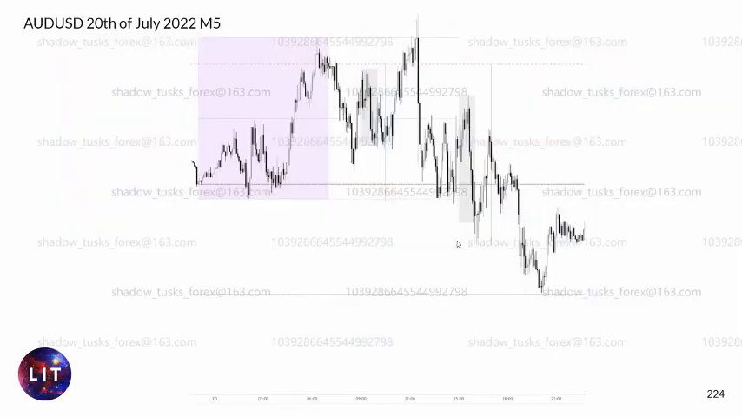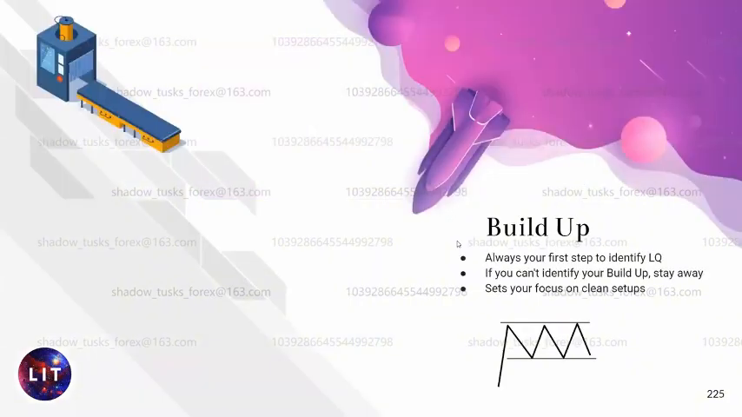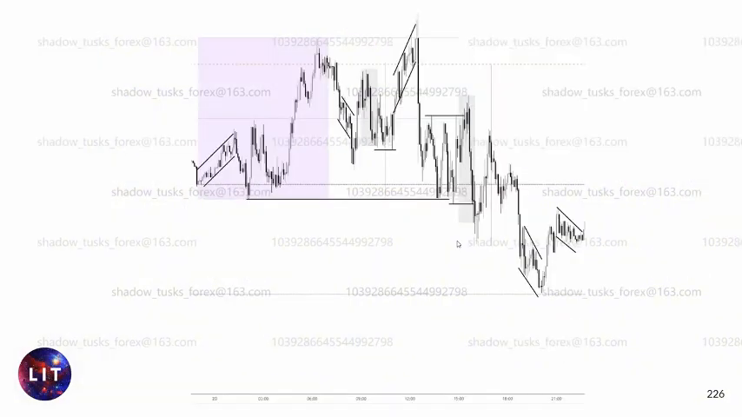All right, so let's jump into AU on the 20th of July. So as always, our first step is going to be the build up. So let's get these build ups done. Just looking at this, we also sort of missed one here, but let's go through it. So obviously we don't trade Asia, but no problem. Just going through it because, you know, when you trade the eyes, there's nothing wrong with that.